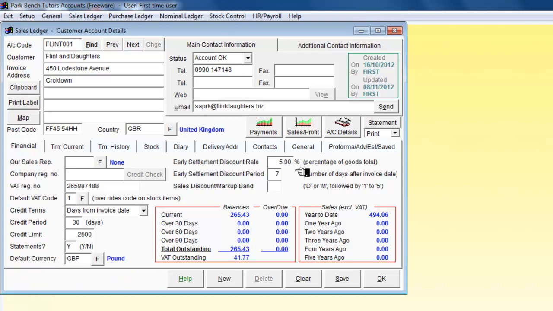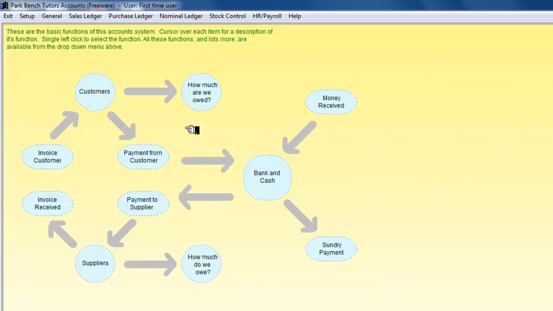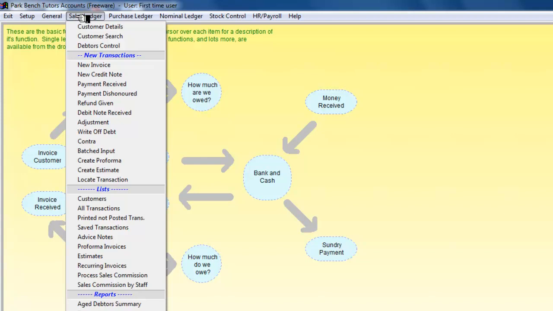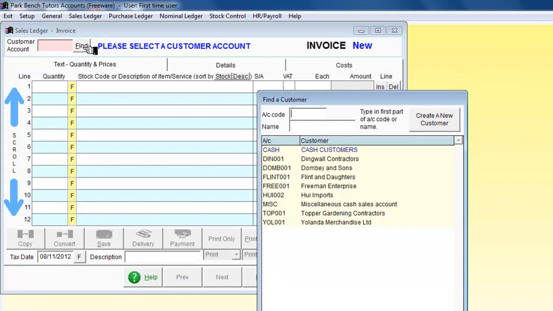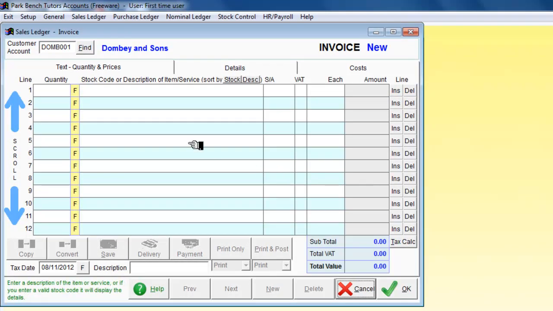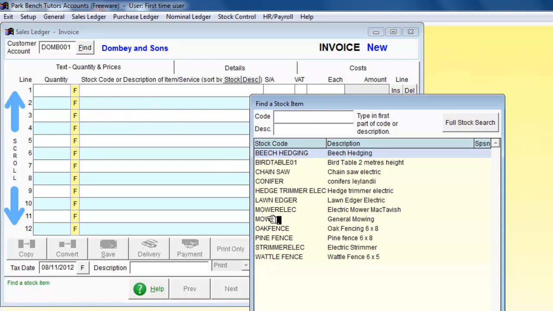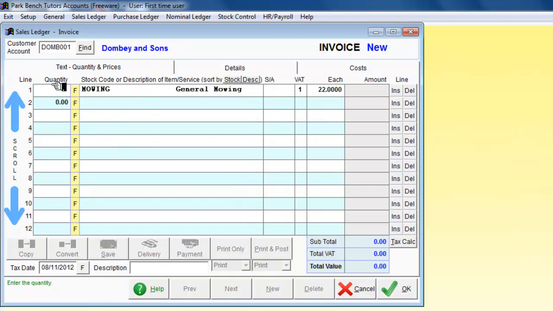So those are our two customers, Flint and Dombey, and now we're going to close that and look at generating two invoices. So we're going to take, to start with, a new invoice and find Dombey, and we need something to invoice them for, so I'm going to invoice them for some mowing, and mowing comes in at 22 pounds per hour, and therefore I'm going to invoice them for 40 hours of mowing.